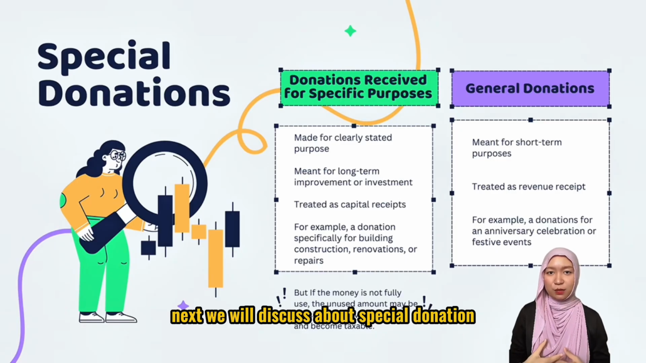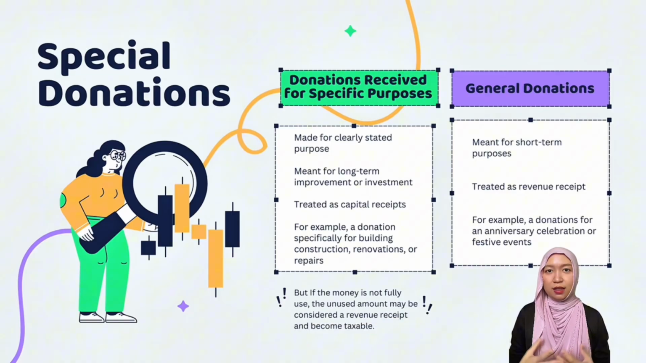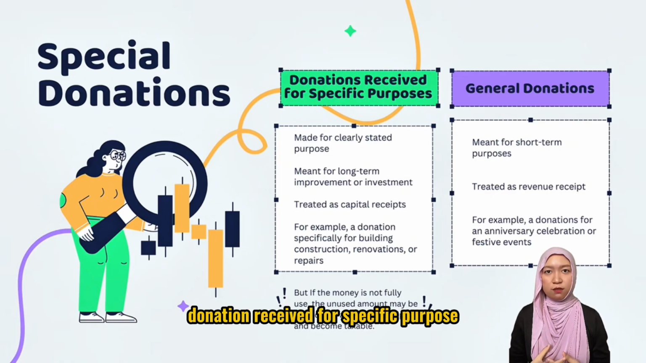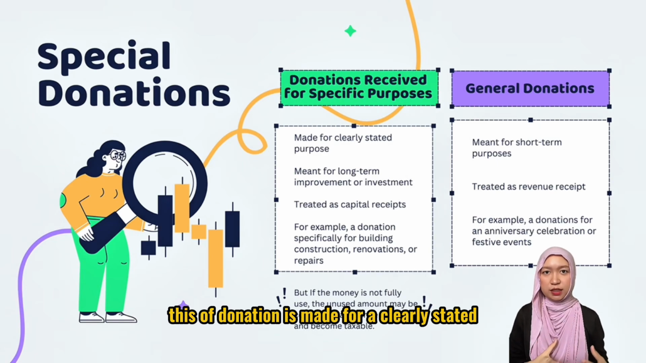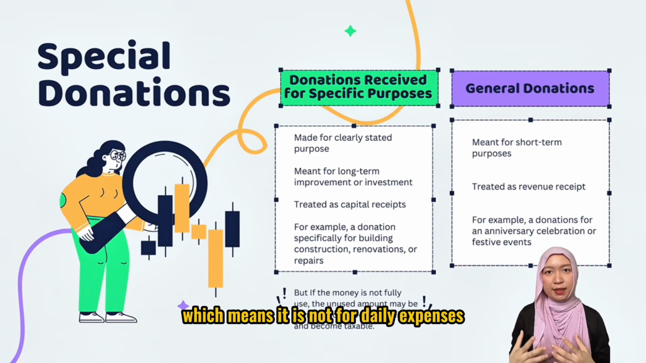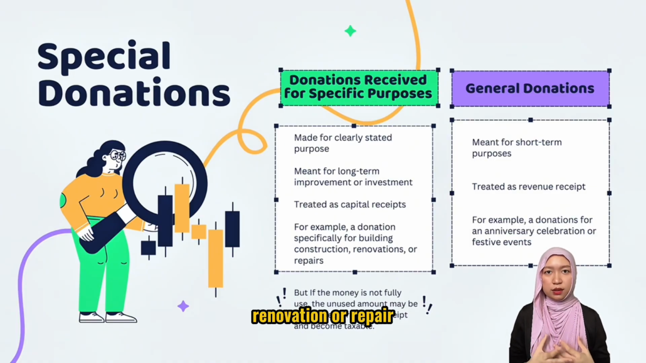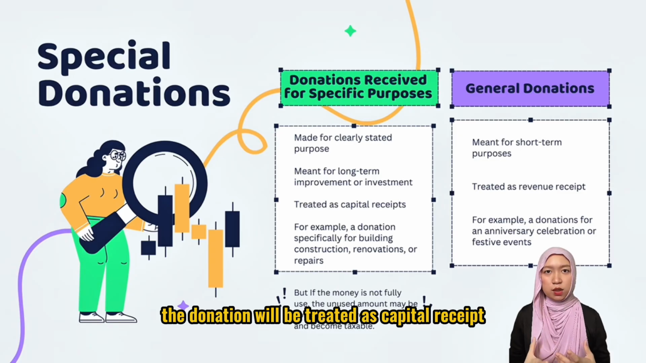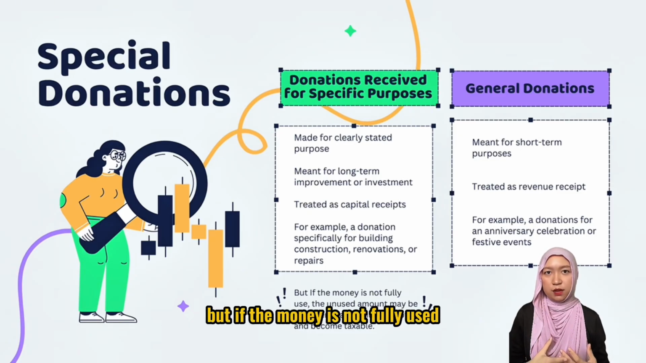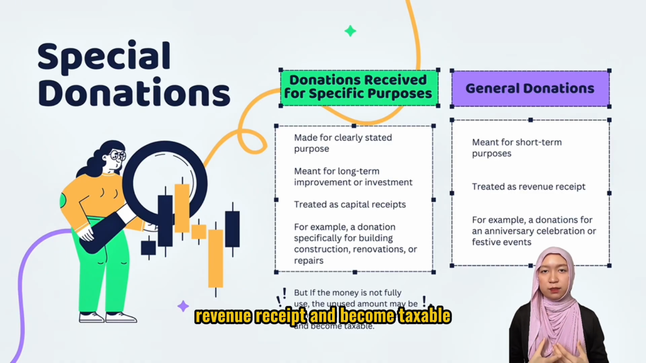Next, we will discuss special donation. Special donations are contributions given to an organization. This donation may be for a specific purpose or general use. Donation received for a specific purpose is made for a clearly stated purpose. The money is meant for a long-term improvement or investment, which means it is not for daily expenses. For example, a donation specifically for building construction, renovation, or repair. The donation will be treated as capital receipt, but if the money is not fully used, then the unused amount may be considered as revenue received and become taxable.